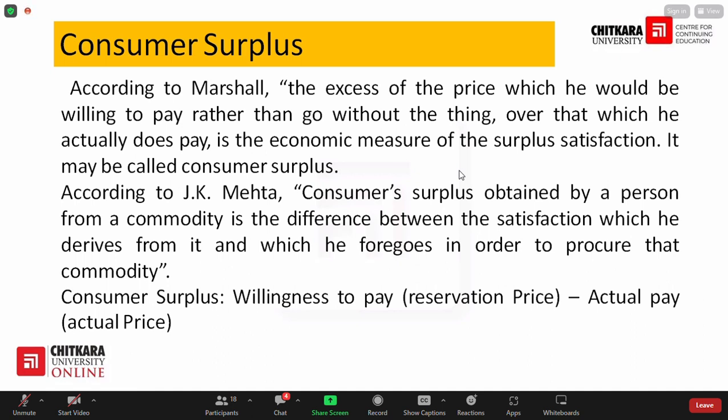That 50 rupees will increase my satisfaction level. That 50 rupees increases the value for me. And this is known as consumer surplus. So consumer surplus is written over here: willingness to pay minus actual pay.